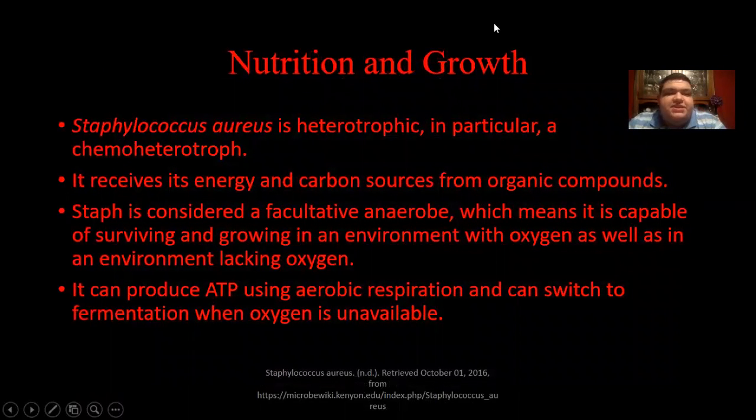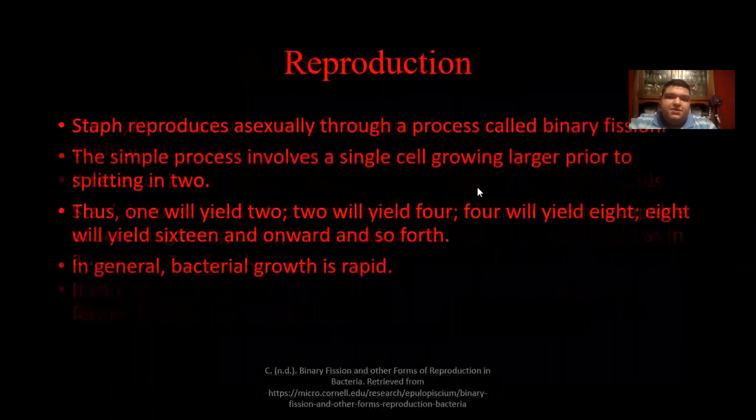So staph is heterotrophic. In particular, it's a chemoheterotroph. It receives its carbon and energy sources from organic compounds. What's interesting and what makes it kind of pathogenic, as we'll see, is it's a facultative anaerobe, which means it's capable of surviving in environments with oxygen as well as environments lacking oxygen. So basically, it can produce ATP and grow and survive in both cases, which is really interesting.